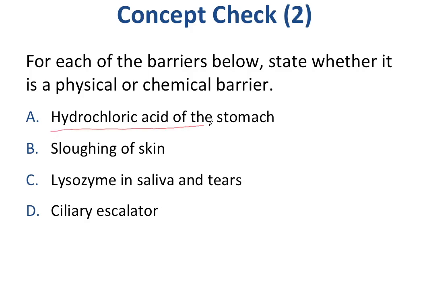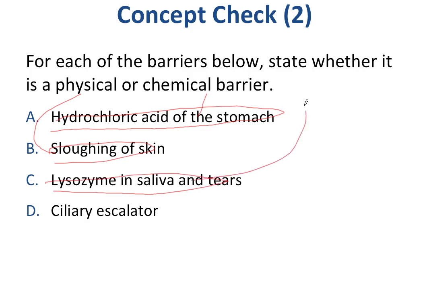So the hydrochloric acid is chemical. Sloughing of skin is physical. Lysozyme in the saliva and tears is chemical. The ciliary escalator is physical.